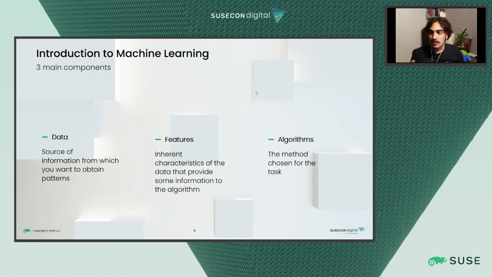And the third one is algorithms, which is the method chosen for the task. We have many, many methods. I believe you have probably heard the term neural network before, which is a really advanced technique for machine learning. But we have simpler ones like classification, which is used for our email spam box. An email spam box uses a very simple machine learning model, which is a classifier. So yes, it's in your everyday lives.